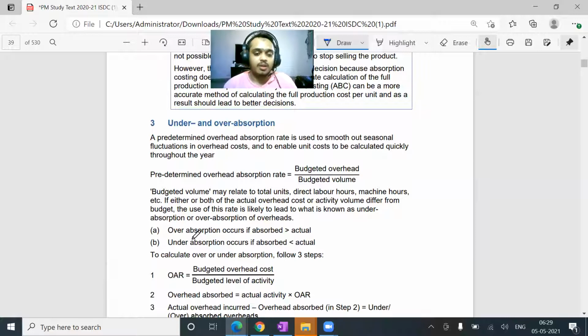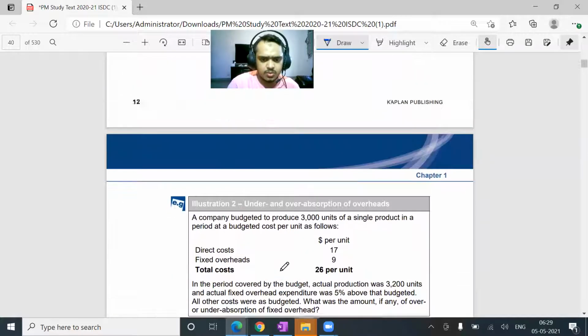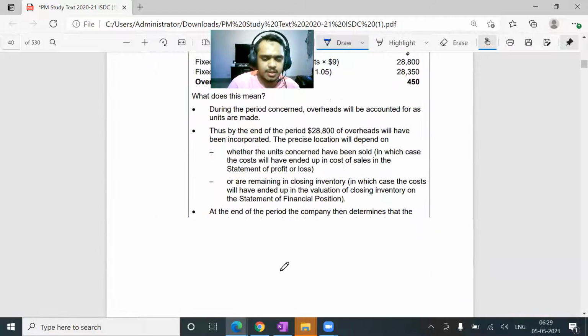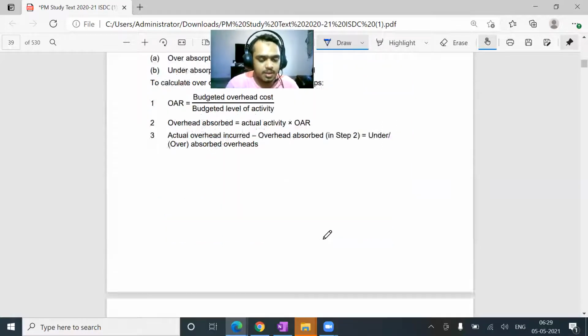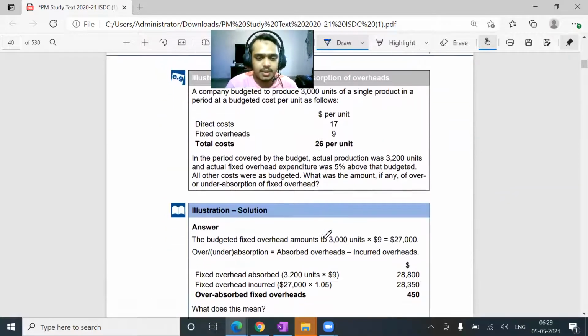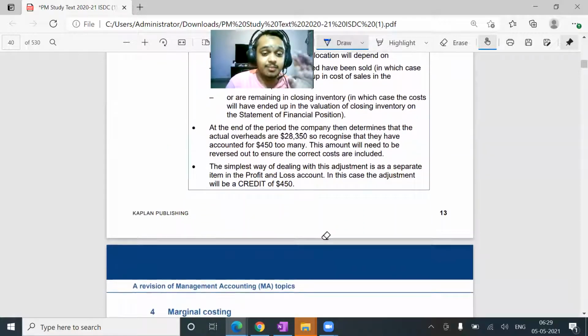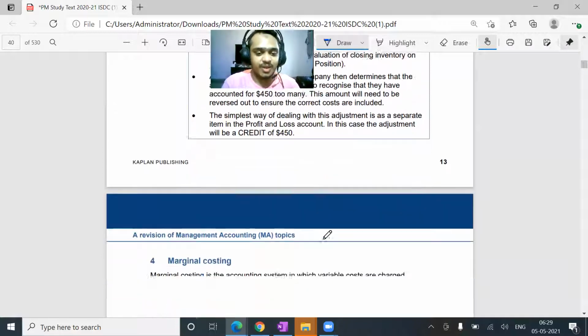Now, as you can see in this chapter, there is a brief explanation for it. Actual overhead incurred minus absorbed overhead is equal to under or over absorbed overhead. That's it. They have given it in here. And then there is an illustration which we are going to do in the next session, because I want you guys to do it first. I'm not going to do it first. You are going to do it first.